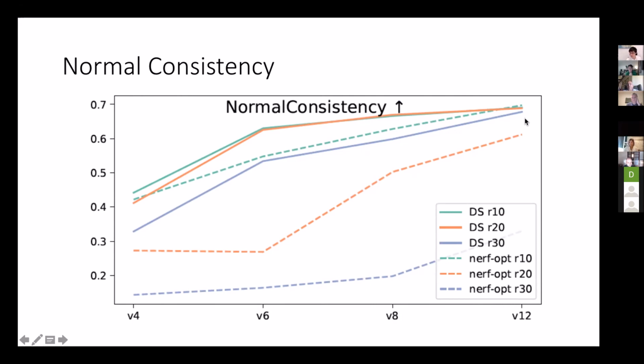Everybody does better with more views. See, they are all getting there. So with more views, the green curve is always the better one, right? This is when you have less noise, and obviously your results are better.